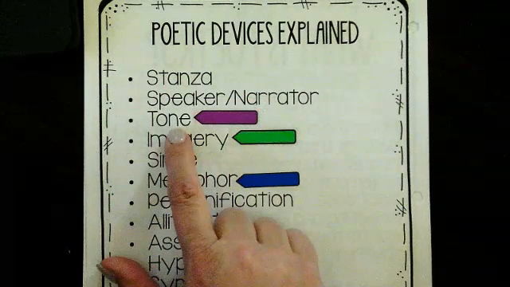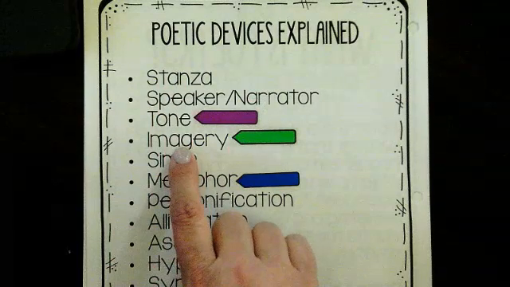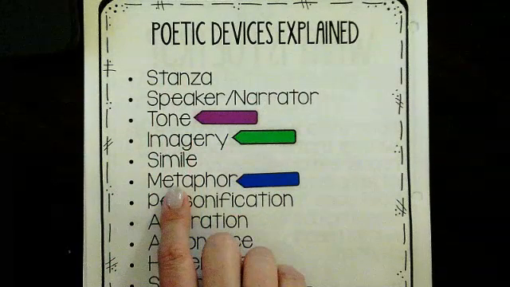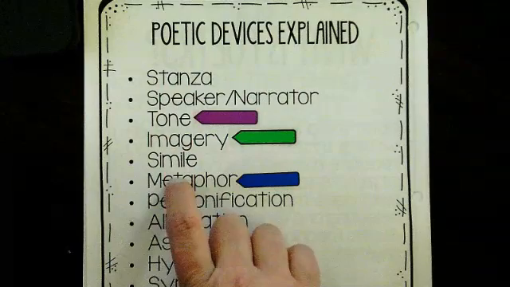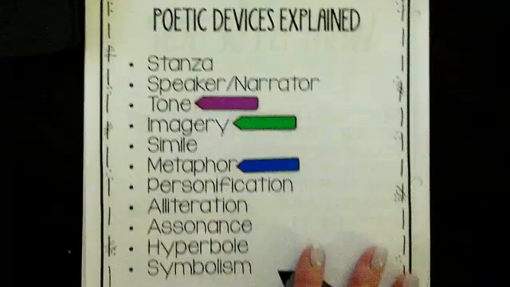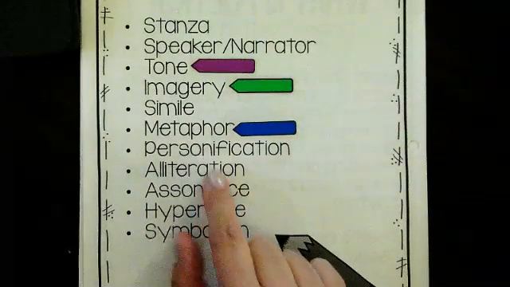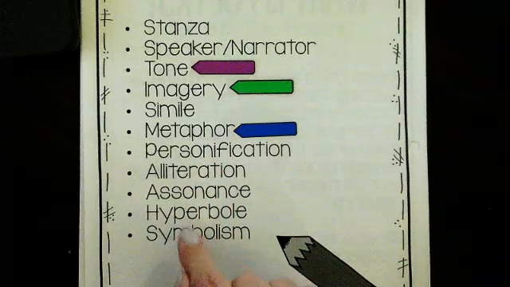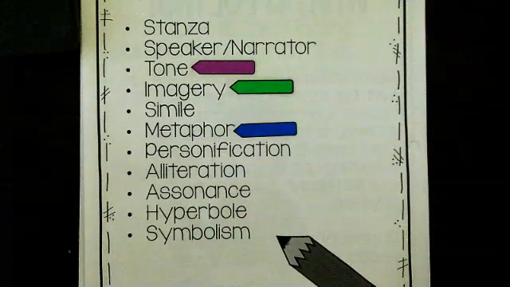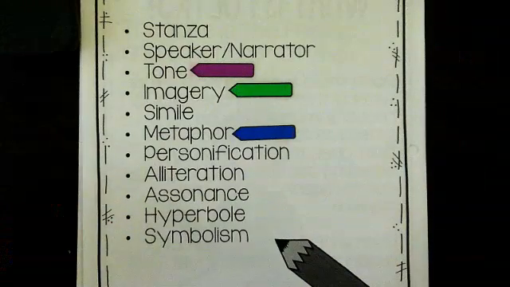Today, we're going to learn about tone. We're going to learn about imagery. And we're also going to learn about metaphors. Similes and metaphors are very similar. So I have a song that I want you to listen to about similes and metaphors. But we're going to focus on metaphors today. You'll also learn about personification, alliteration, assonance, hyperbole, and symbolism. Okay? All of these. Oh, and I think we'll also learn onomatopoeia, which is one of my favorites because it's a fun word to say, but it's not on my list. But we'll learn about onomatopoeia as well.